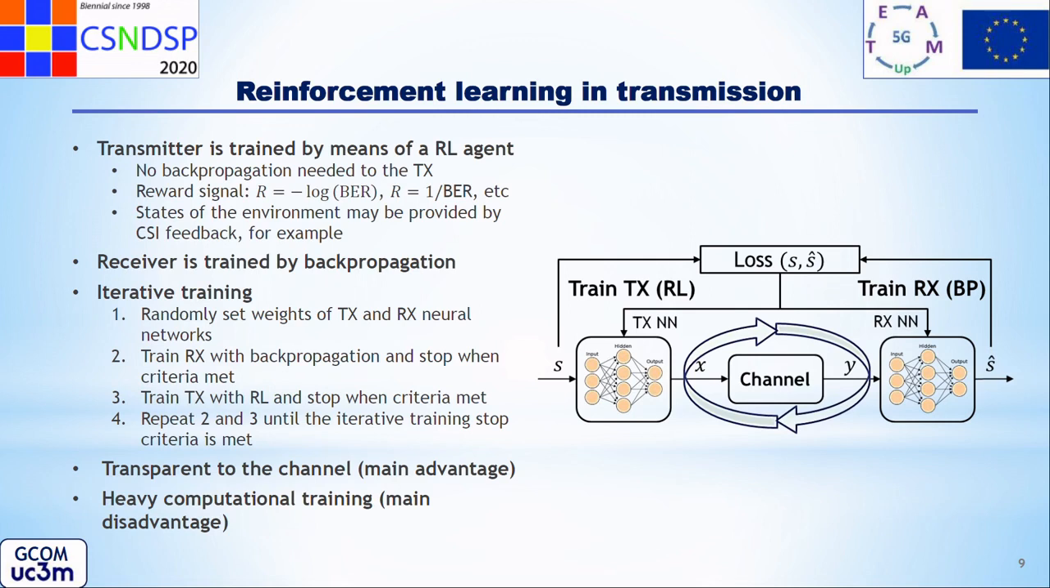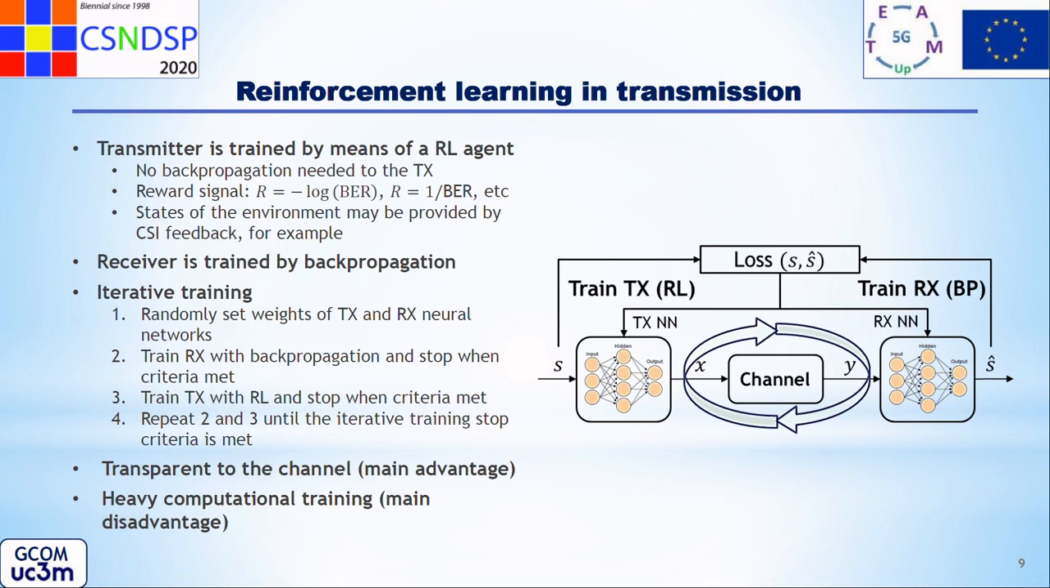The receiver would be trained with backpropagation. So the approach would be, firstly, the weights of the transmitter and the receiver are set randomly. Then the receiver is trained with backpropagation by fixing the transmitter weights. Then the transmitter weights are trained with reinforcement learning by fixing the weights of the receiver. Then we repeat the receiver training, then the transmitter training, and so on in an iterative manner until some overall stop criteria is met.